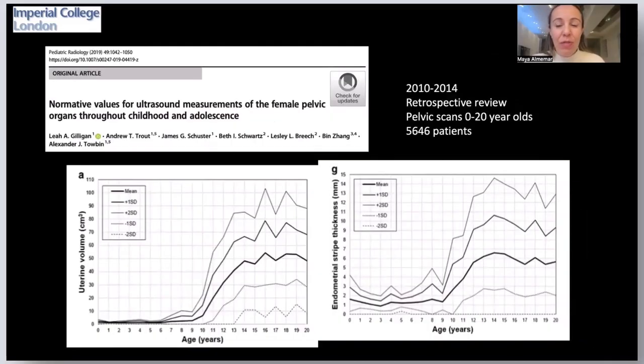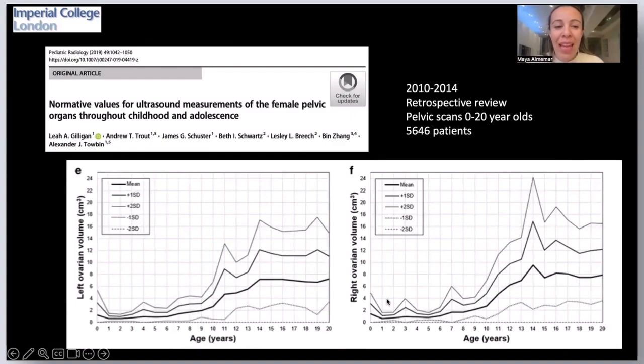This is very neatly demonstrated in this study, which shows the normative values and what you might expect to see. You can see here again that the uterine volume is slightly larger in the neonate and reduces premenarchally. Then of course, with the influence of gonadotrophins, you'll start to see an increase in the size of the uterus with a fairly normal distribution, probably related to the size of the young person and their pubertal status. And the same with the endometrial stripe, and the same with the ovarian volume.